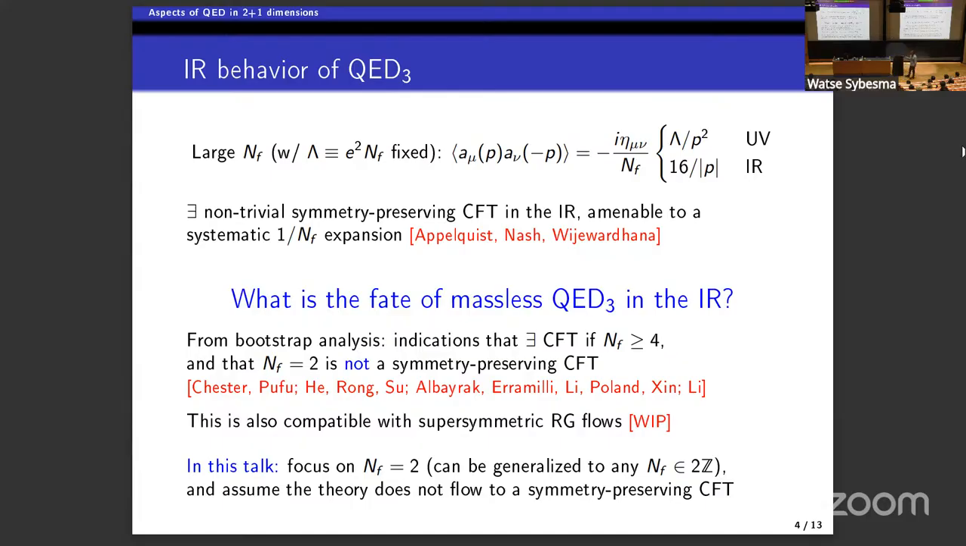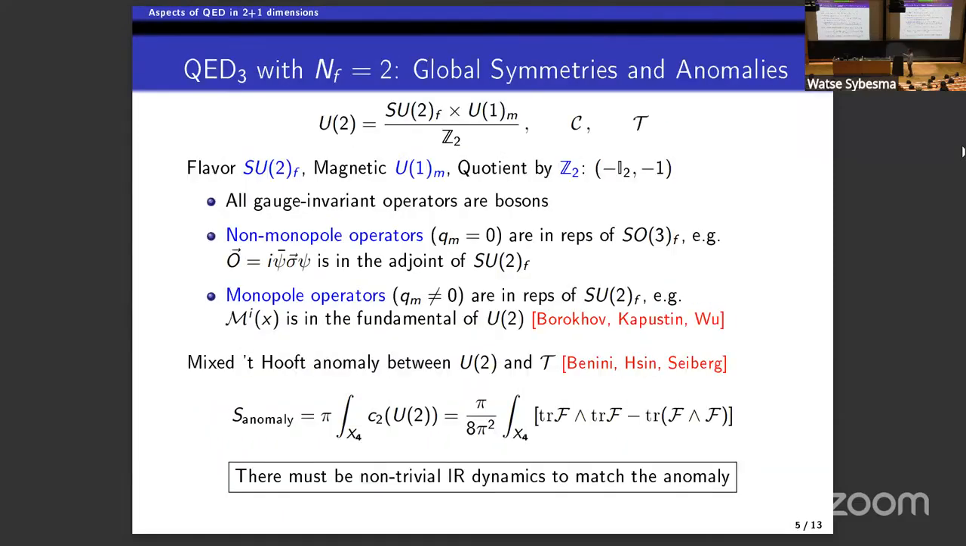I'm going to show at the end that this is also compatible with some supersymmetric RG flows, which is the work in progress I mentioned. So in this talk, I'm going to assume that NF equal to 2 is the theory that is outside the conformal window, and I'm going to ask the question, okay, if it's not a CFT, what is it? But our story can be generalized to any even NF, but just for simplicity, I'm going to focus on the NF equal to 2 case.